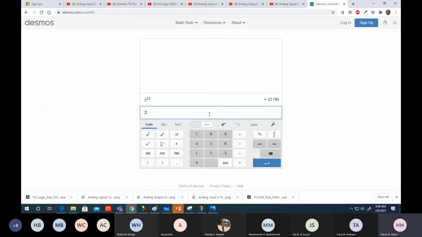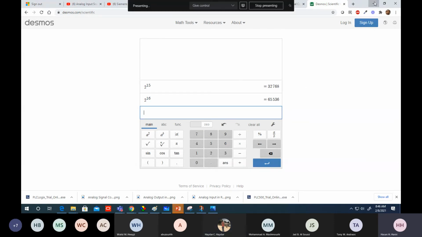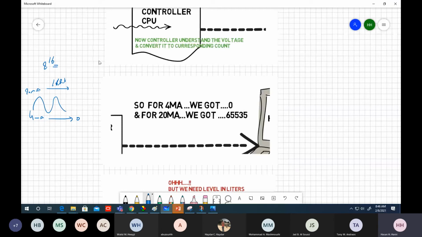2 to the power 16 equals 65536. 65536 minus 1, because we start from 0, so the highest value is 65535. From 0 to 65535, it is 65536 values.